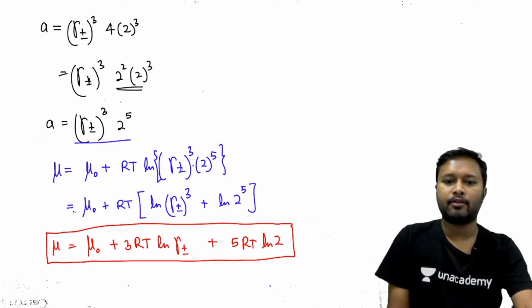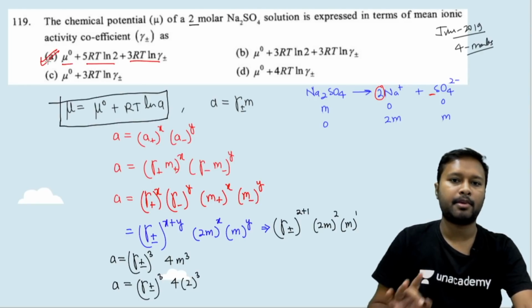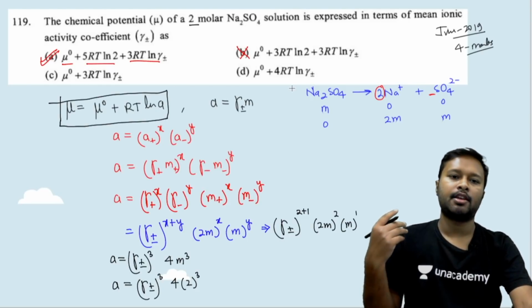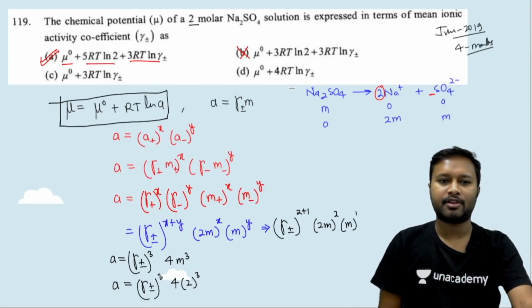Okay, so if you look upon the option which has this 5 RT ln 2 and which has 3 RT ln gamma plus minus and mu naught, everything is there in option number A. So option A is the correct option. This B is not the correct option because here you just have 3 RT ln 2. Okay, and C and D are obviously not the correct ones. So that's how it has to be done, and option number A is the correct option, right? Let's take the next question then.